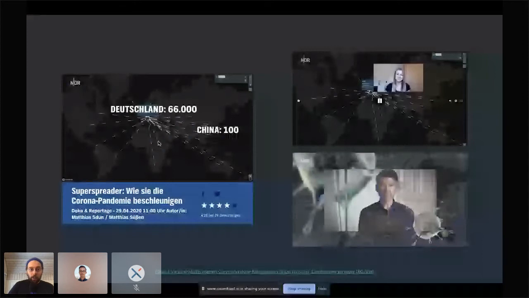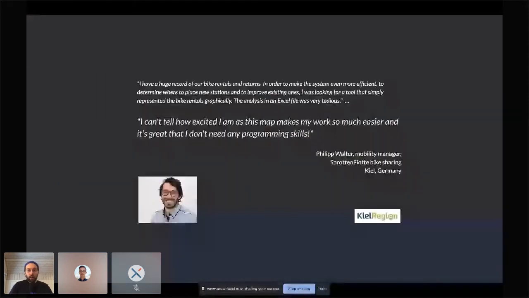And I have at least one happy customer. The tool is free and open source at the moment, but Philipp Walter, working at a bike sharing program in Kiel, Germany, has tried to use it, and he's very excited because previously he just looked at the data in Excel.